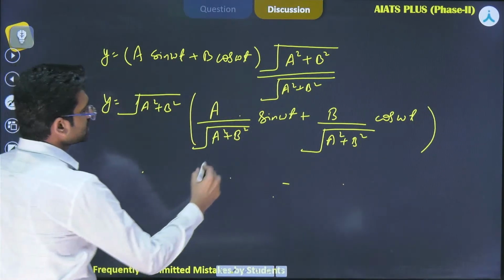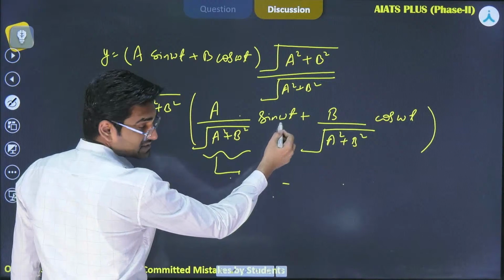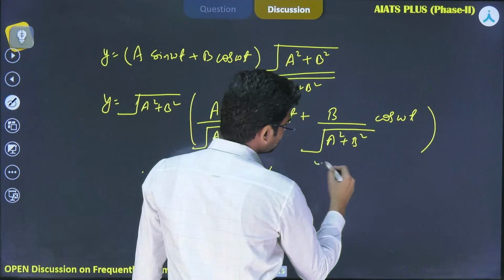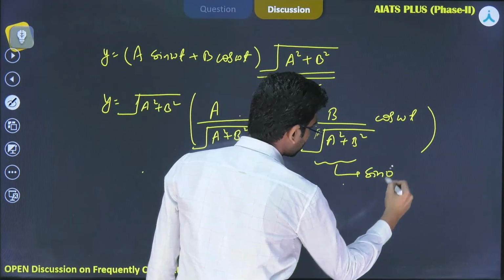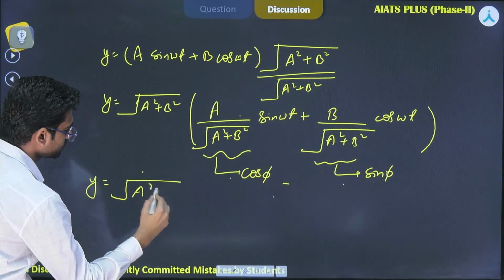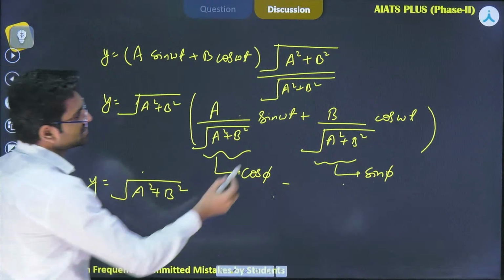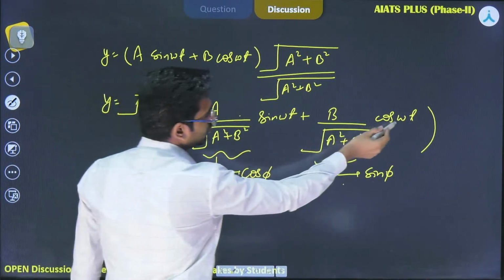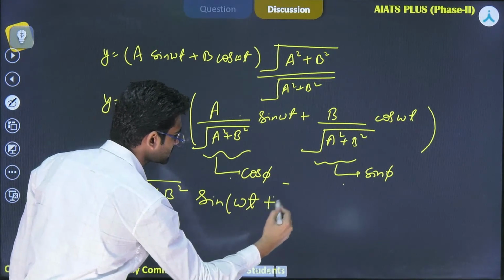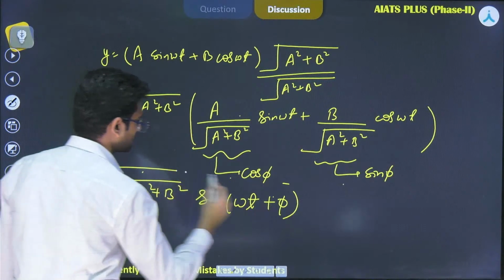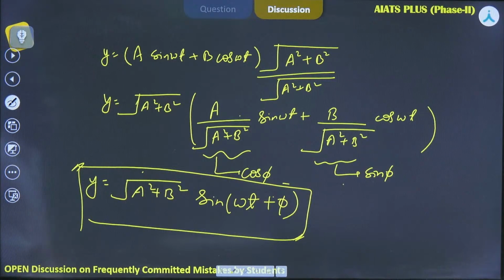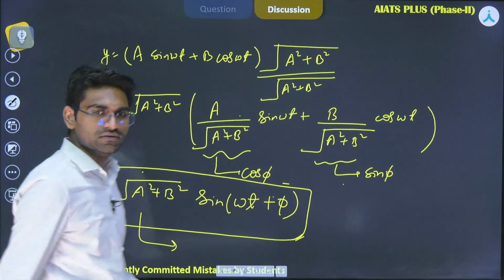Now this is sin omega t, so this will become cos phi, this is cos omega t, so this will become sin phi. So we can write it as under root of a square plus b square into sin omega t cos phi plus cos omega t sin phi. We can write it as sin of omega t plus phi. That's how we get this. Now this will be our amplitude.